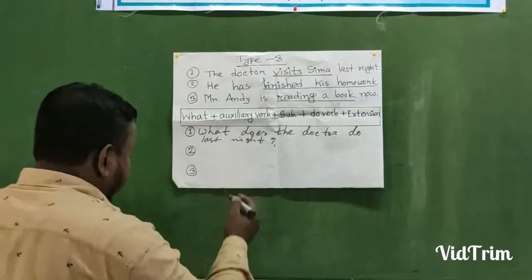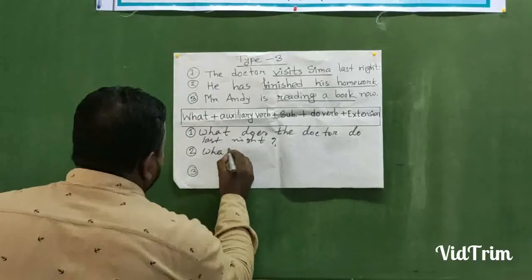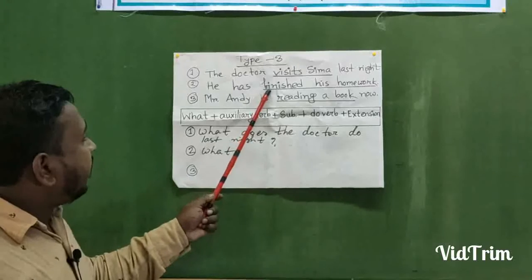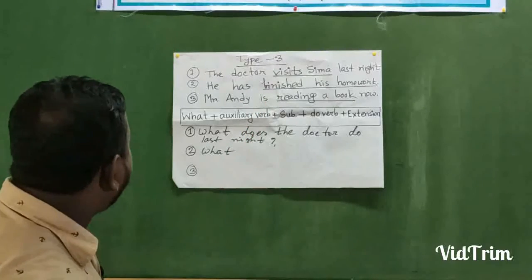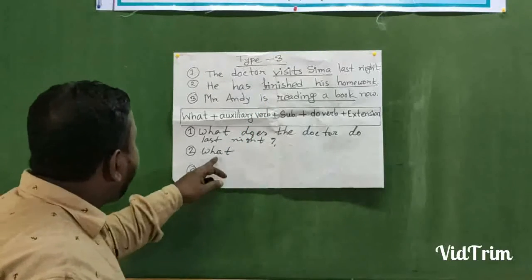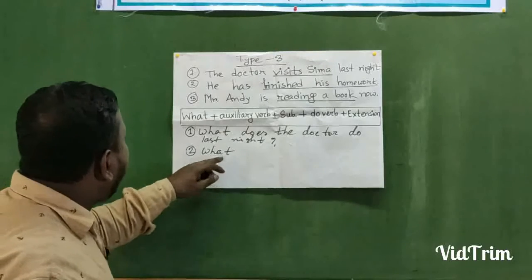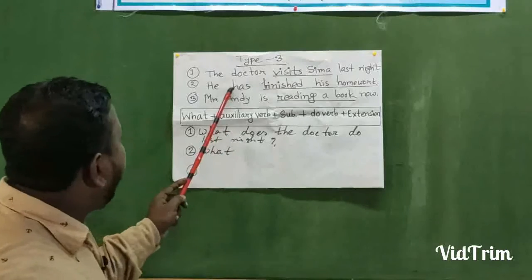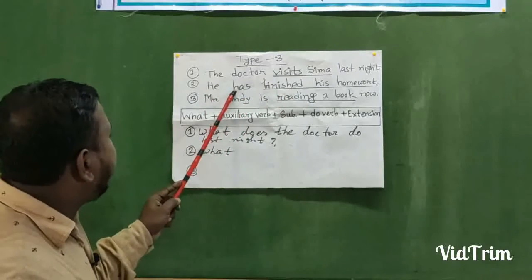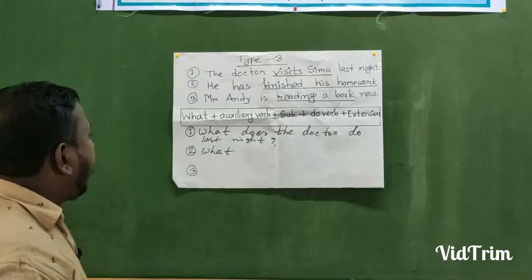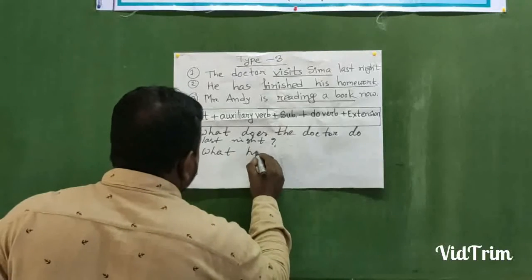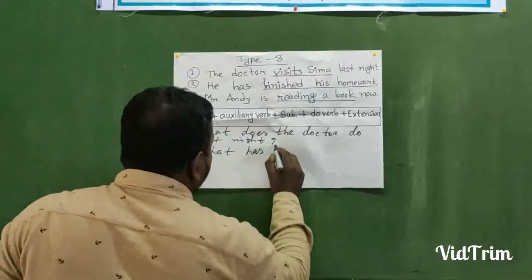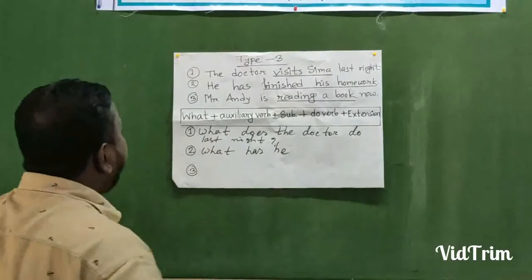For underlined words, we have to write the word what, because this underline includes even the main verb. So after what we have to use an auxiliary verb. Here, look at the sentence. Here the auxiliary verb is has. So we have to use what has. Now the term of subject. What has he?